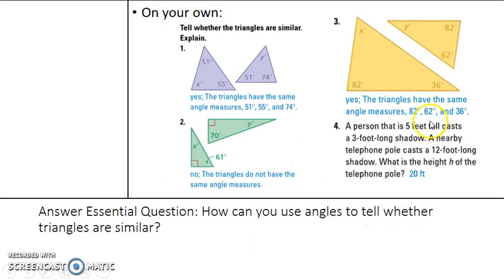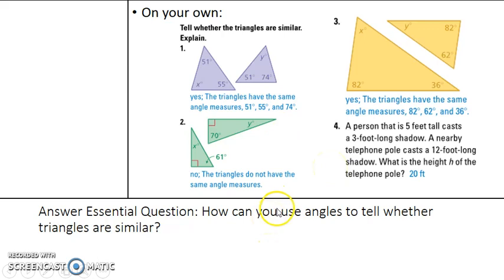Awesome. Here's what we should have gotten. Yes, they're congruent. You should have solved for one of those angles. I should see an equation. Number 2, no, I should see an equation. Number 3, yes, I should see an equation. And number 4, 20, and I should see a proportion written down on your paper.